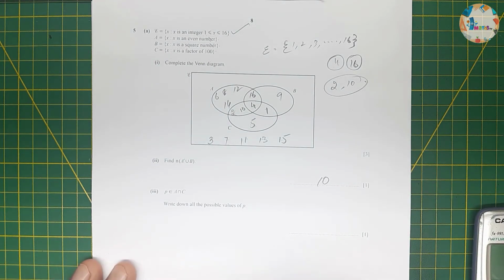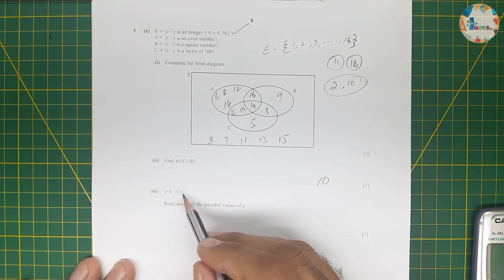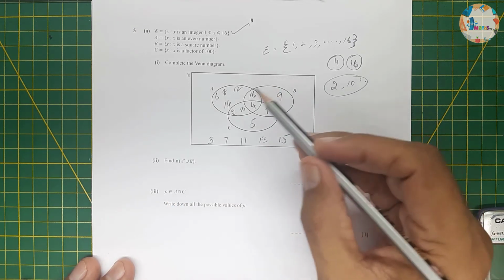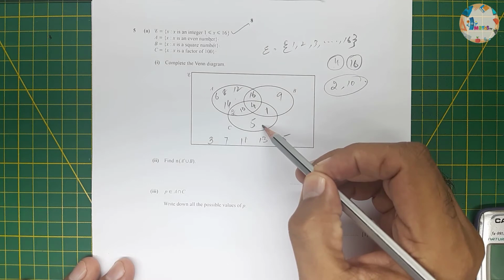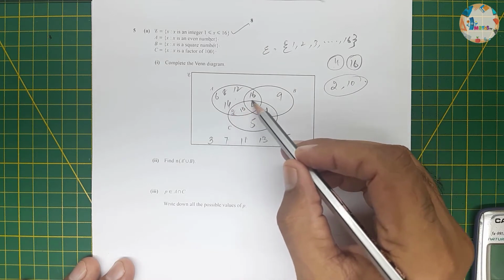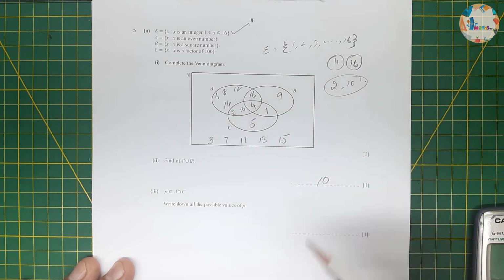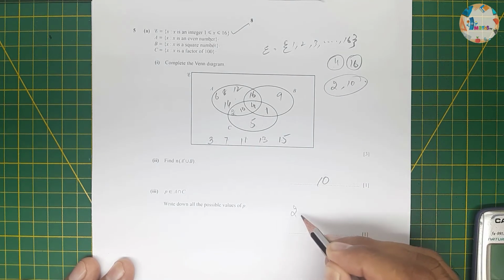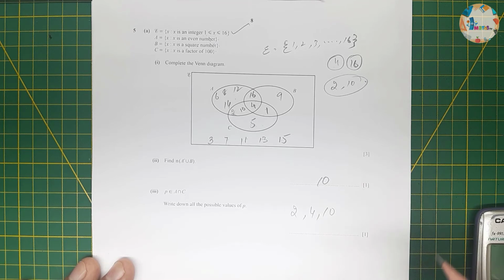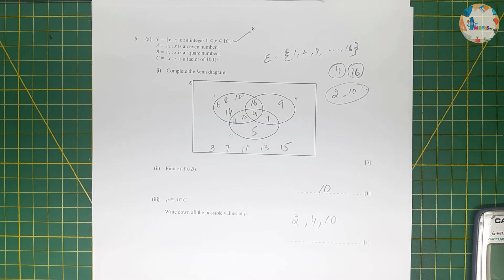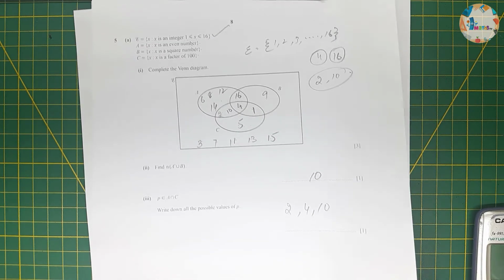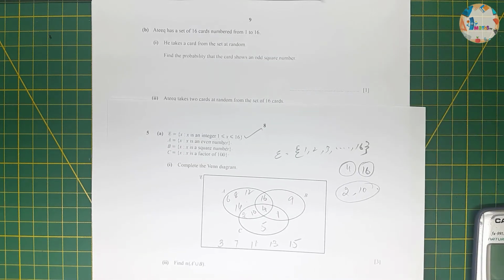And for this one, P belongs to A intersection C. A intersection C is basically 2, 4 and 10. Write down all the possible values of P. Those can be 2, 4 and 10. These are the possible values of P which we have mentioned. Hopefully you got this.